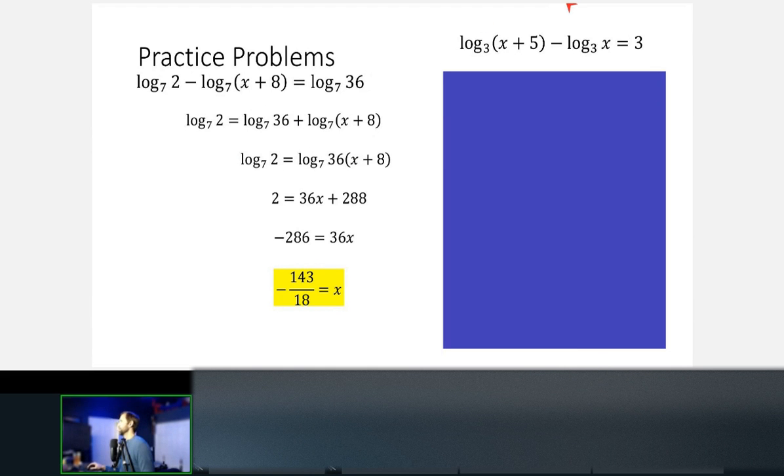Okay, on the right, everyone work on that problem. Give me a green check when you are finished. Your answer will also be a fraction for this one.